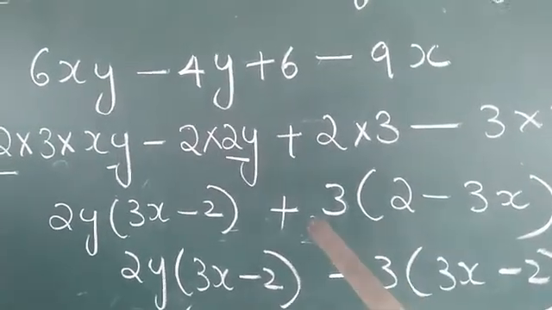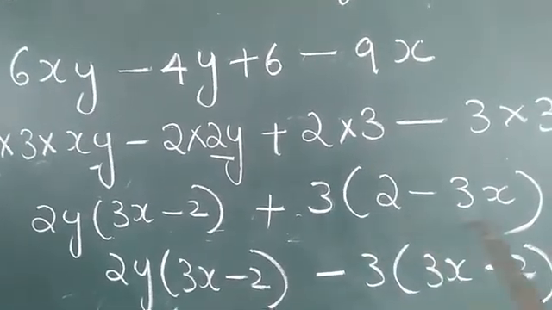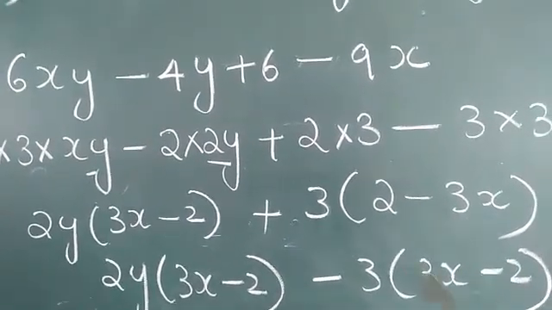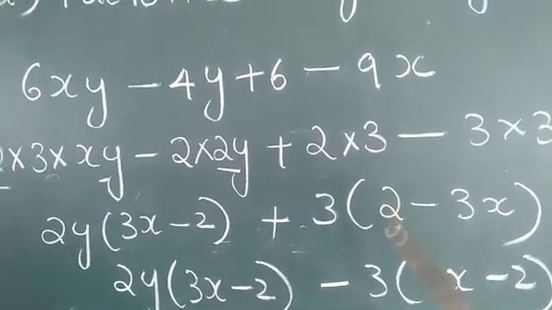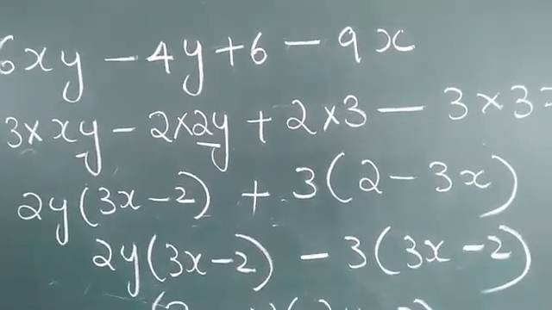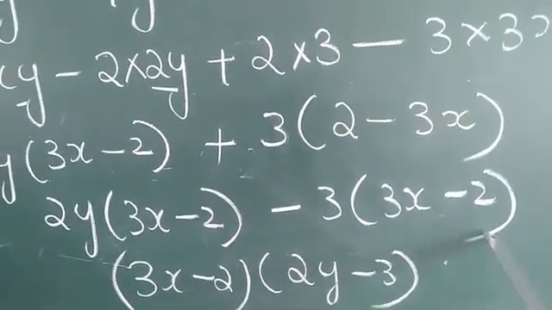So here plus we wrote as minus. Then the sign of these two terms will change. Negative 3x becomes plus 3x. Plus 2 becomes minus 2. Now we got 2y into 3x minus 2 minus 3 into 3x minus 2.